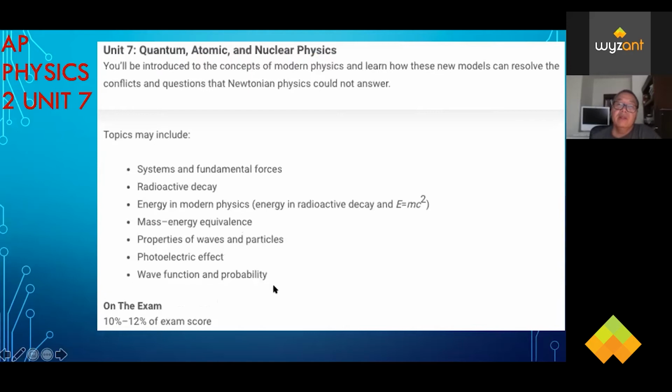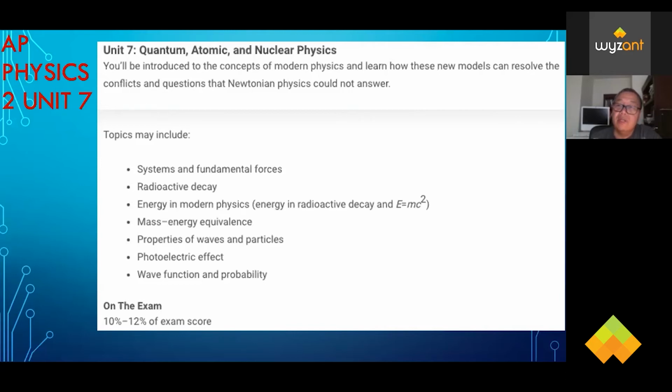So then last unit, unit 7, that's quantitative, atomic, and nuclear physics. In this unit, you will be introduced to the concepts of modern physics and learn how these new models can resolve the conflicts and questions that Newtonian physics could not answer. Okay, this is modern physics. That's different from the classic physics.